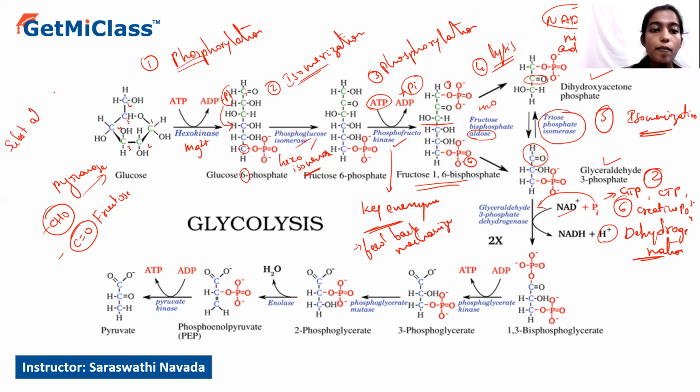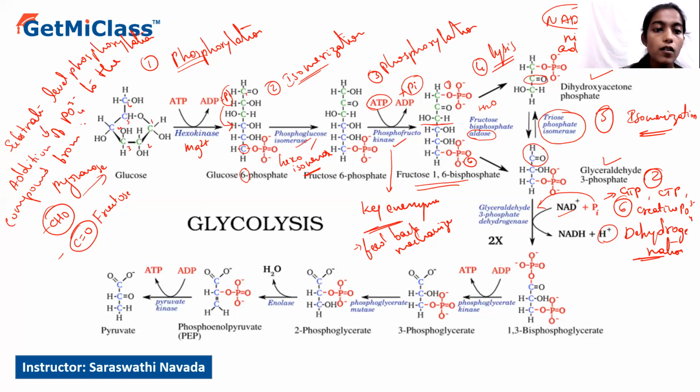So this substrate level phosphorylation refers to the addition of phosphate to any compound from a substrate other than ATP.